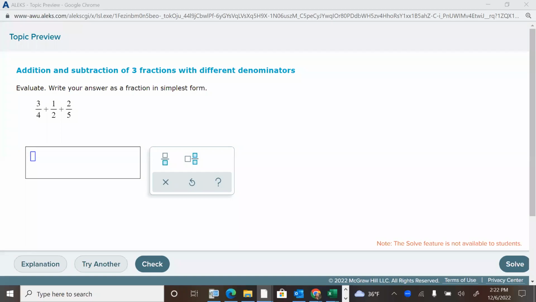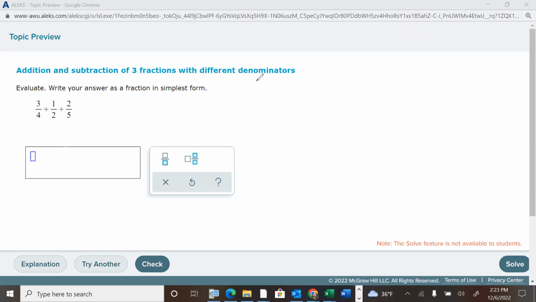Okay, so on this one, now we are going to learn to add or subtract three fractions with different denominators. Well, we kind of already saw that in the last video, but that's okay. All right. So before you can add or subtract fractions, you have to have a common denominator. Multiplication and division, we've seen you don't need that. But with addition and subtraction, you have to have that.